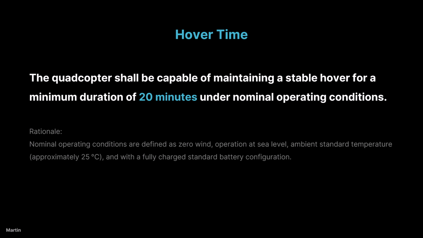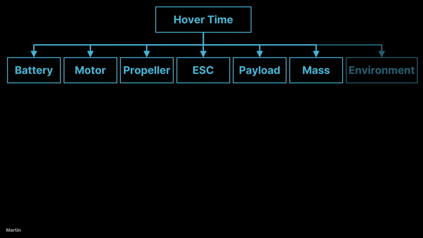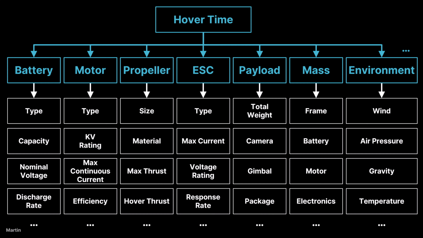Let's formalize the hover time requirement. The quadcopter shall be capable of maintaining a stable hover for a minimum duration of 20 minutes under nominal operating conditions. The hover time of a drone depends on several components, including the battery, motor, propeller, electronic speed controller, payload, mass properties, and environmental conditions. More specifically, the key configurations of each component that can affect hover time are listed here.